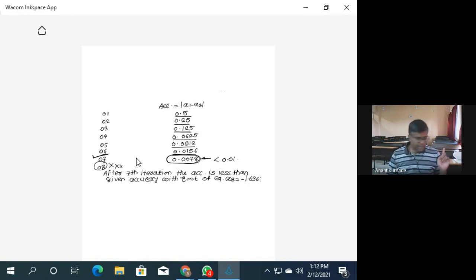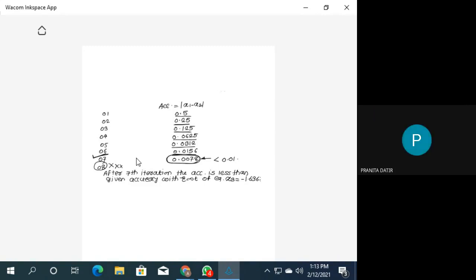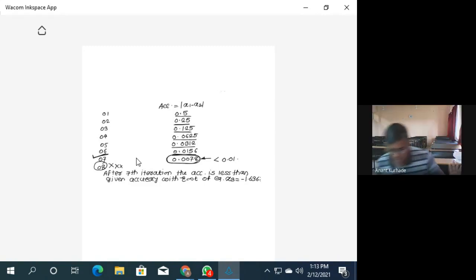All of you understand this? This is very important. We have two types of problem. One is iteration based and one is accuracy based. Okay, all of you understand? Reply. Yes, sir. Yes, sir. Okay, so is it simple or difficult?